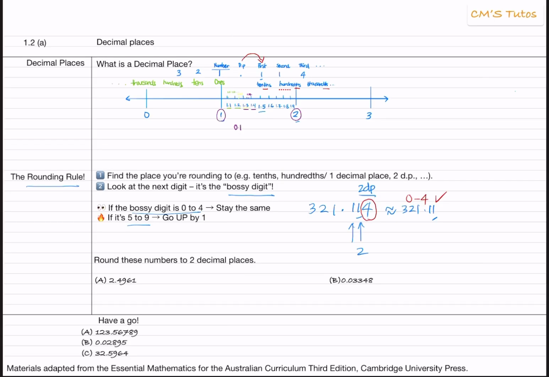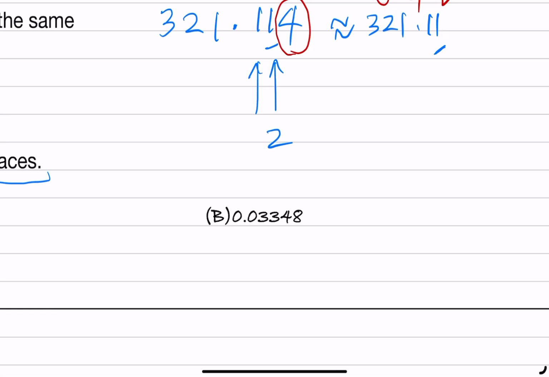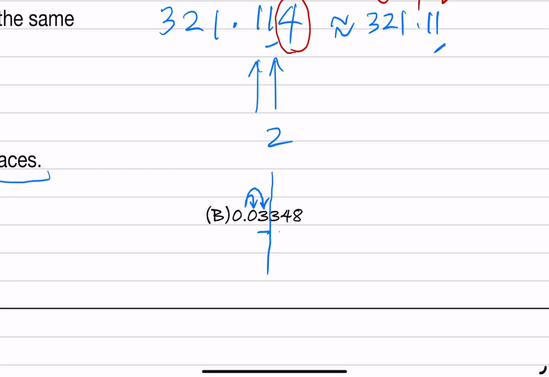So round these numbers to 2 decimal places. First step, determine where is our 2DP. So we're going to count from our decimal point 1, 2. So the 2 decimal place is up to 3. We need to cut off the number up to 3. All right, so where is our bossy digit? The bossy digit is always after our determined decimal place. So 3 is our bossy digit. Is it between 0 to 4? Yes, it is.